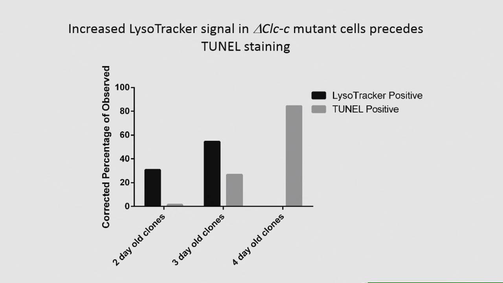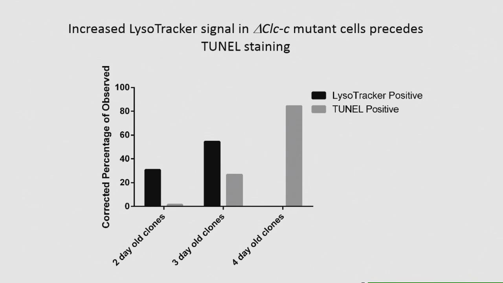And this is just to show the quantification of LysoTracker versus TUNEL. At 2 days, we see about a third of the clones are LysoTracker positive or induced LysoTracker, whereas none of them are TUNEL positive. At 3 days, more of them are still LysoTracker positive than TUNEL. So the increased LysoTracker signal is preceding the cell death or the TUNEL signal, if you like, and may well be a cause of the death of these cells.